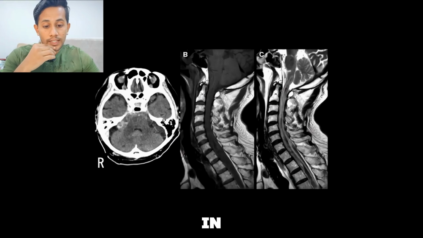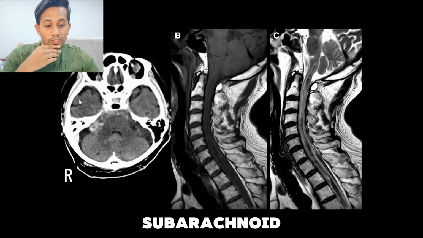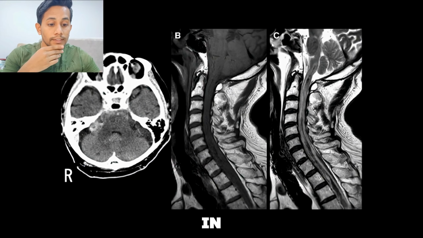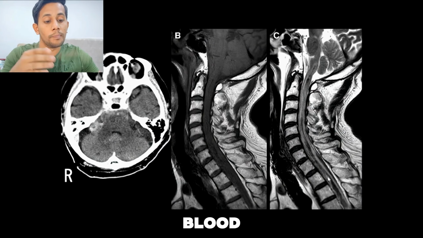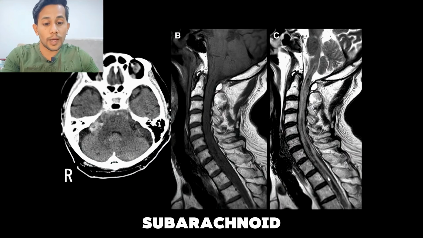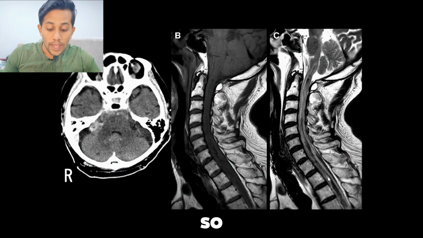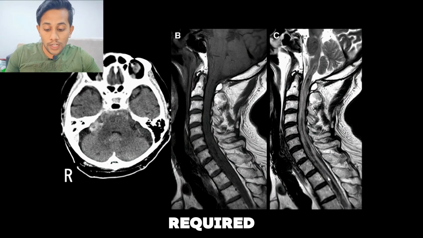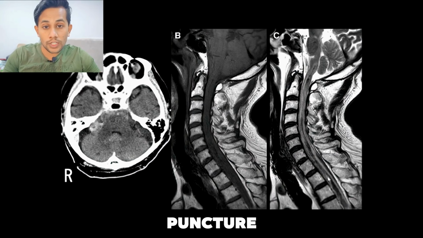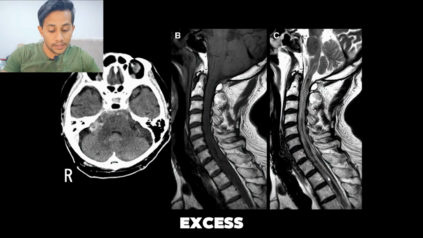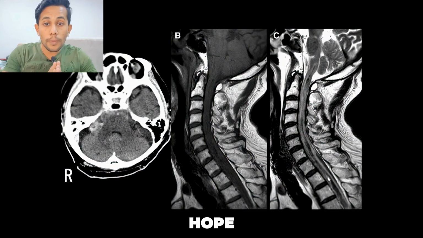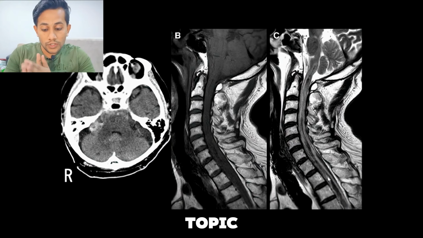As you can see in this image, a subarachnoid hemorrhage, if you see in section C, once you trace this line, that is the presence of blood in your subarachnoid space. So in cases like that, you are required to do a lumbar puncture and drain the excess fluid or the excess blood. I hope that we are clear on this topic so far.